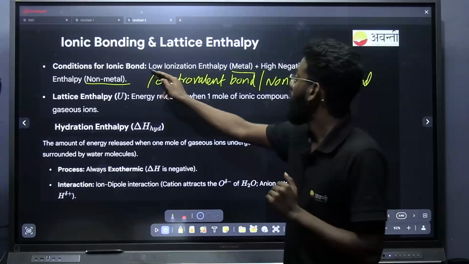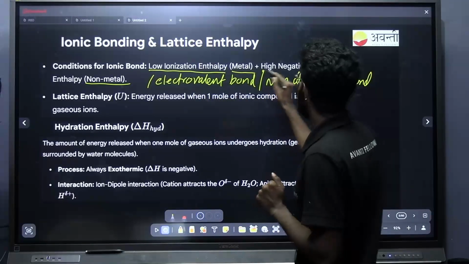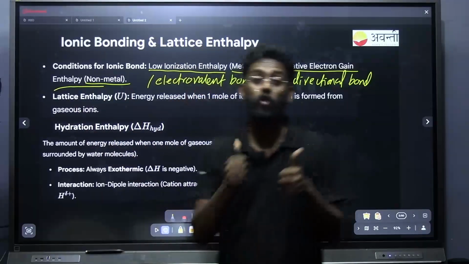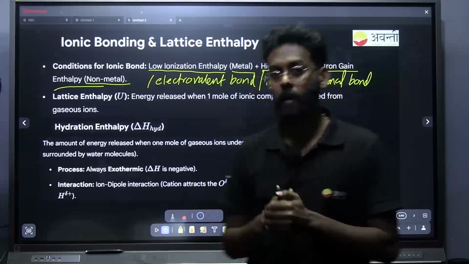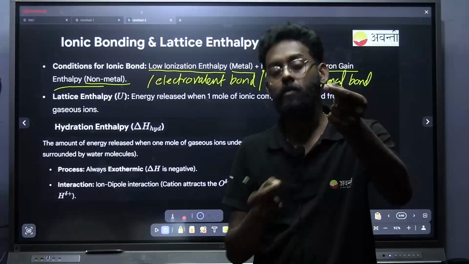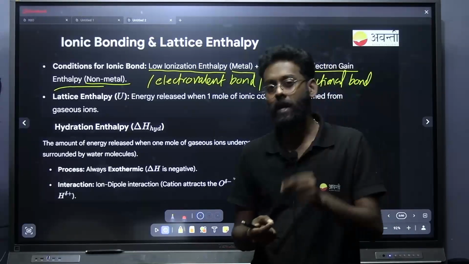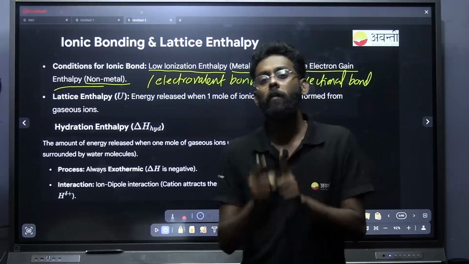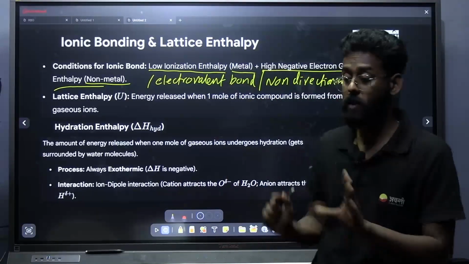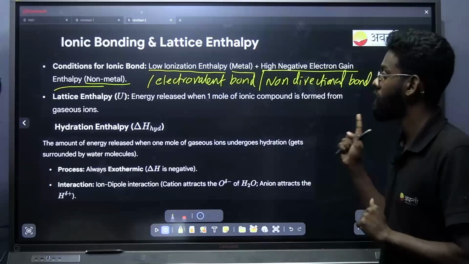So low ionization enthalpy of the metal and high negative electron gain enthalpy of the non-metal will make a good ionic bond. The metal will donate electrons and the donated electrons will be received by the non-metal. To receive the donated electrons from a metal, the non-metal should have high electron gain enthalpy. That is what an ionic bond is about. Is it clear, everyone?